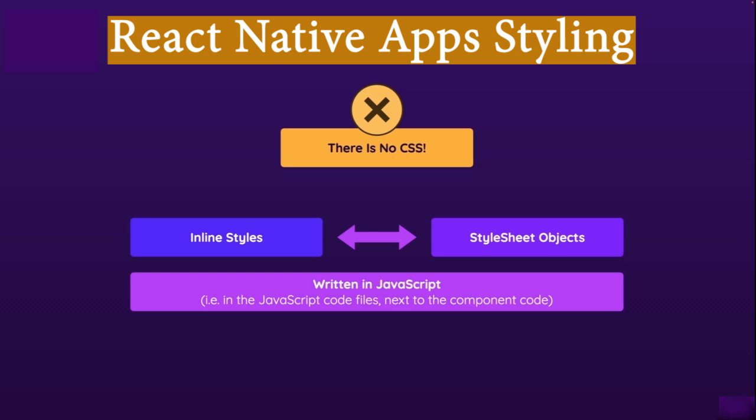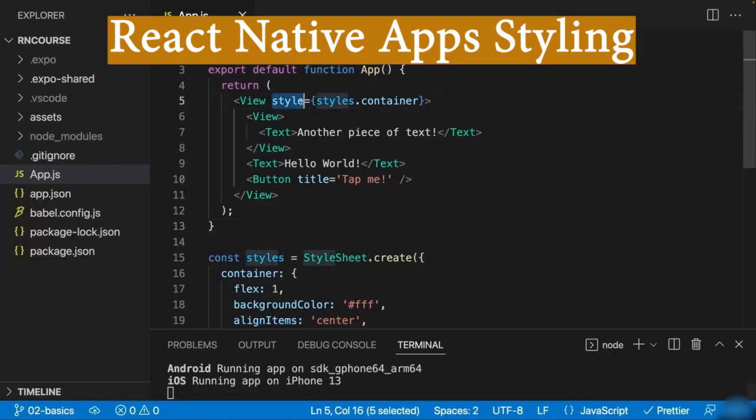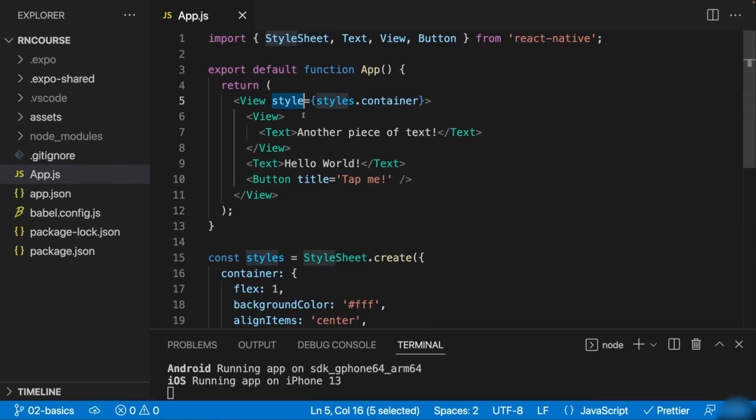Now we do define our styles in JavaScript then, but the JavaScript properties we can set are inspired by the CSS language, though it's only a subset of the properties and features supported by CSS, and not all the names are exactly the same, as you will see. For that, we can use the style prop, which is not supported on all elements, but on some elements. For example, on the view, but also on the text.